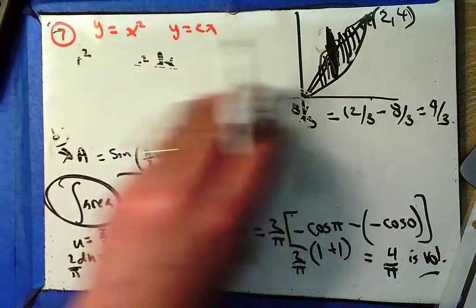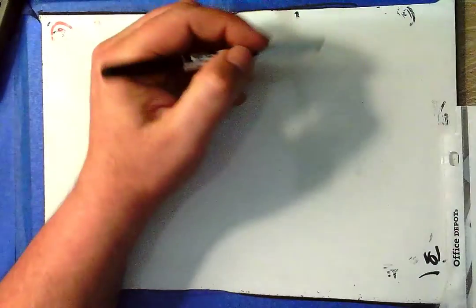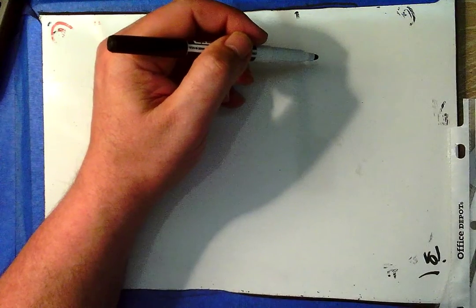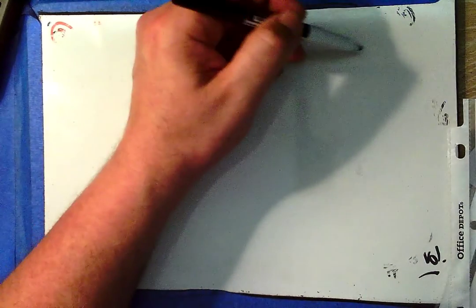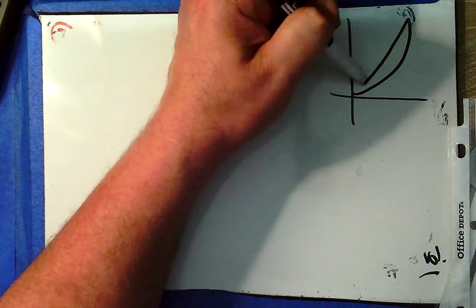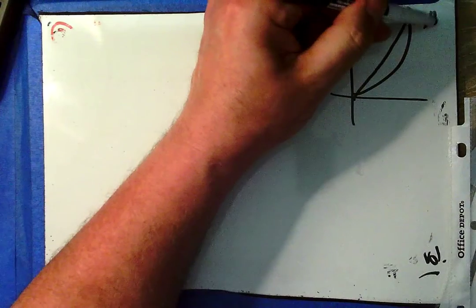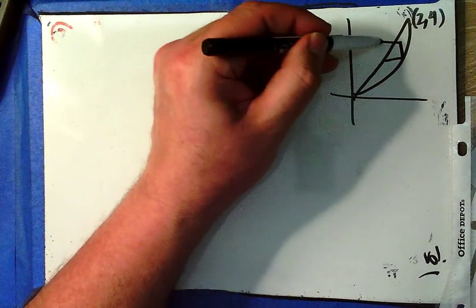Okay, part C for number 7. Part C for number 7 says another solid has the same base. This time the cross-sections perpendicular to the y-axis are squares. Okay, so we've got y equals x squared, y equals 2x, this is 2, 4, and this time we're building squares.